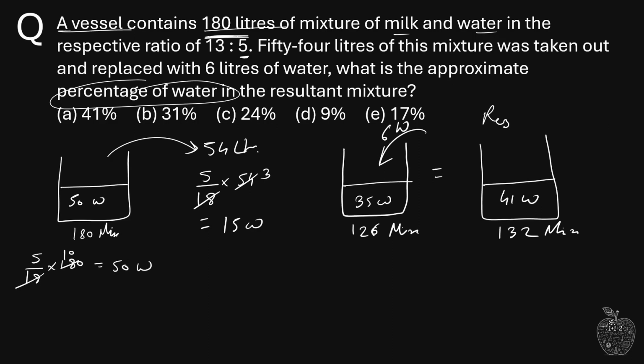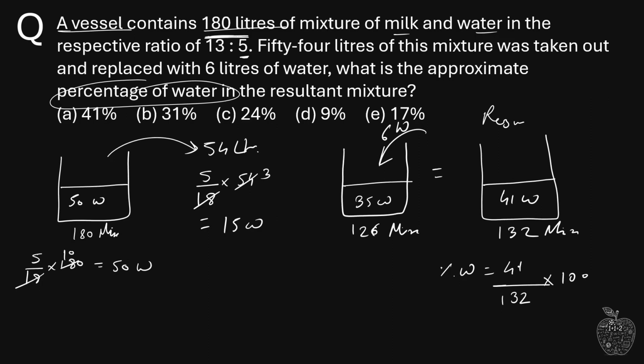The question is asking us what is the approximate percentage of water in the resultant mixture. This is the resultant mixture, right? And in this we are asked percentage of water. So to calculate the percentage of water, we have 41 water divided by total mixture. Total mixture is 132, and we now multiply it with 100 to get the value in percentage. All right, now this value is not completely divisible. So what we'll do is we'll tweak some values in order to get the whole value.